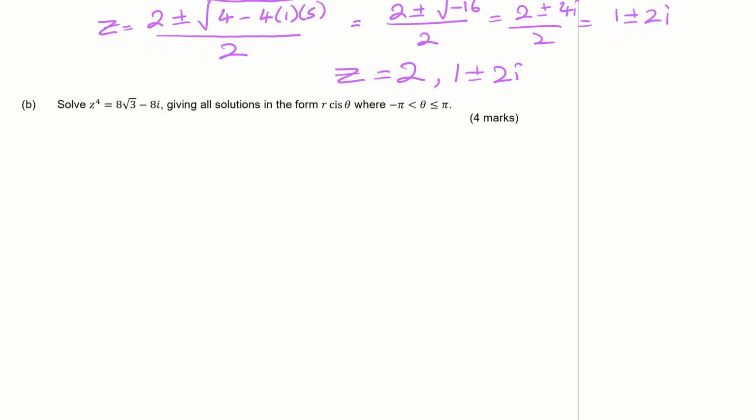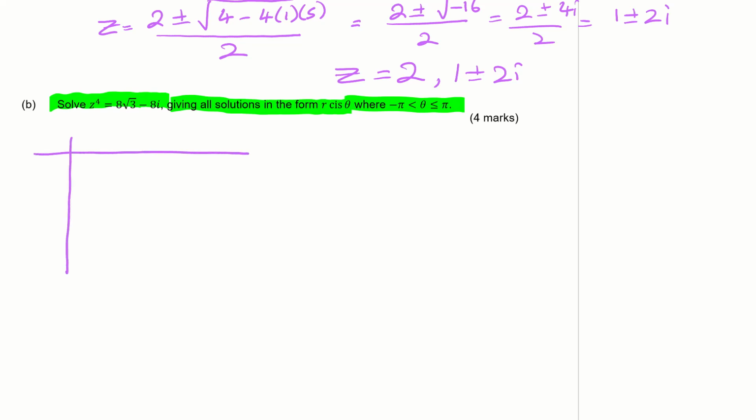So let's look at the next part of the question. Solve z to the 4 equals 8 root 3 minus 8i, giving all solutions in the form r cis theta, where our theta needs to be between negative pi and pi. So 8 root 3 minus 8i would be sort of down here, such that this is 8 root 3, this is 8.